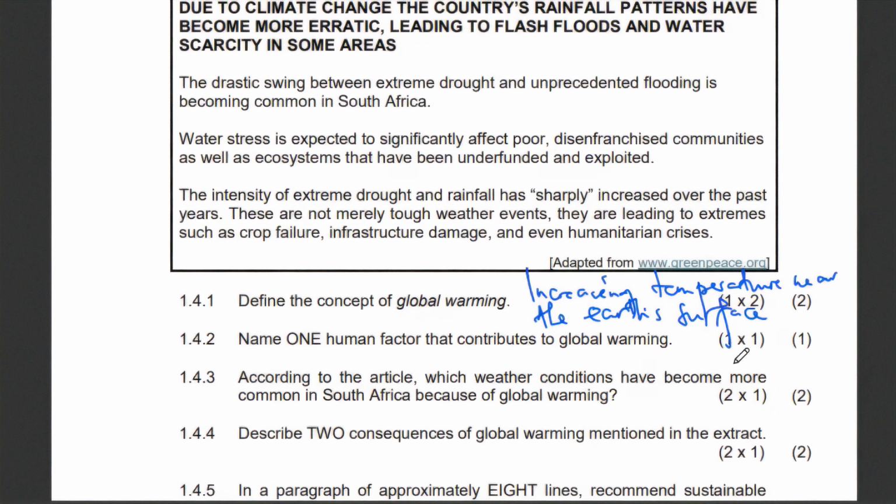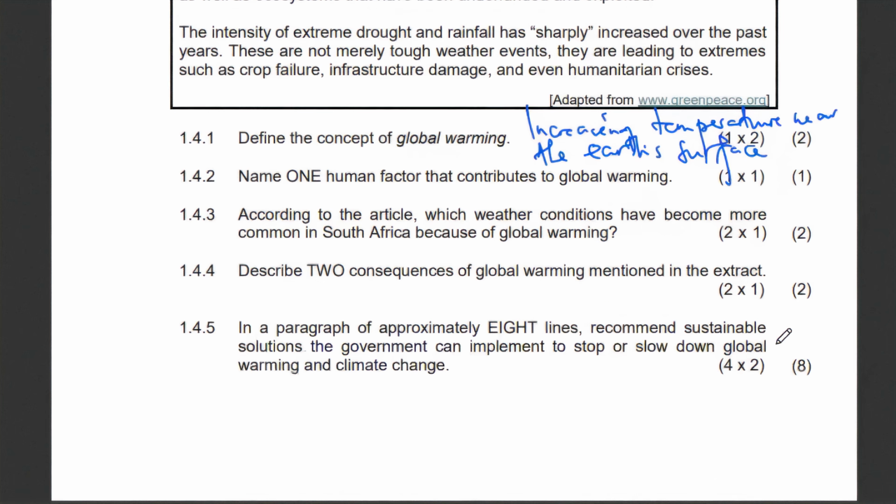Right. Then it says number 1.4.2. Name one human factor that contributes to global warming. What are human factors contributing towards global warming? Global warming is facilitated by burning of coal. Talk of coal for electricity generation, for example, when we burn coal for power generation, our thermal power, we are causing harm to the environment by increasing the amount of pollutants in the atmosphere that will trap the heat and cause a rise in the global temperatures.